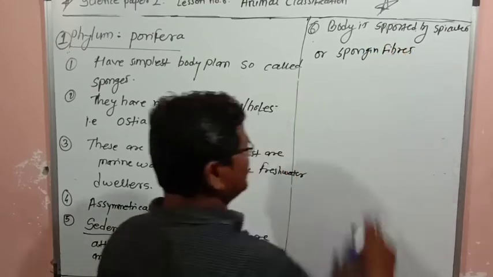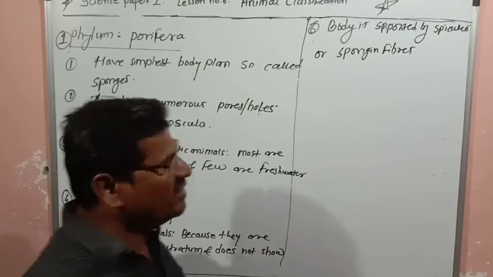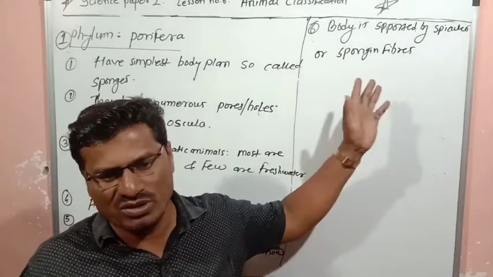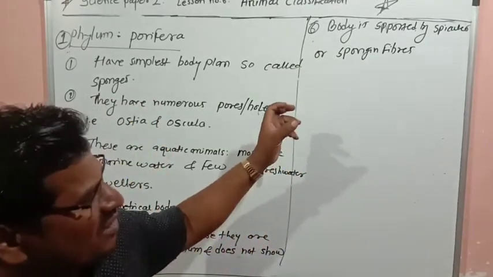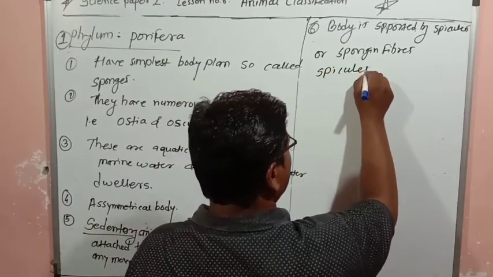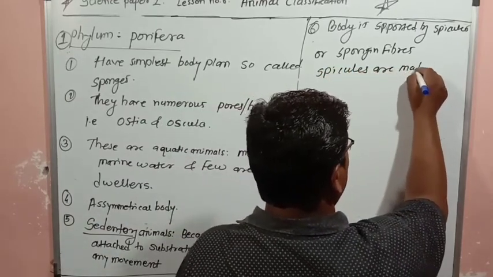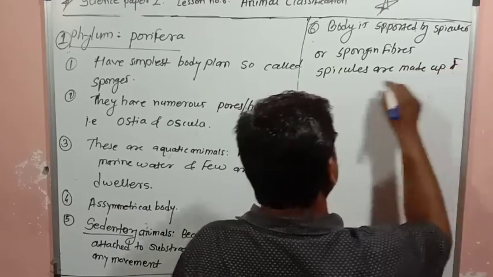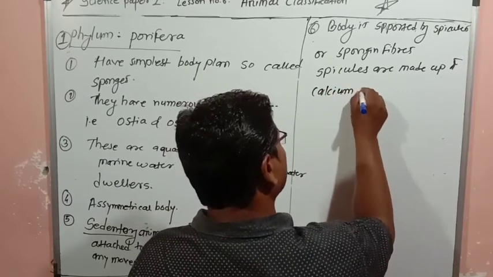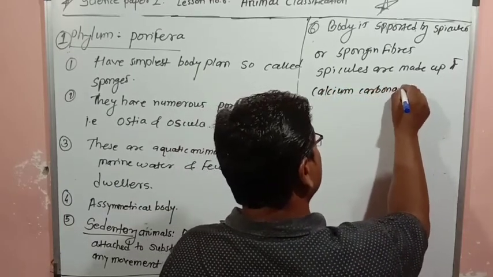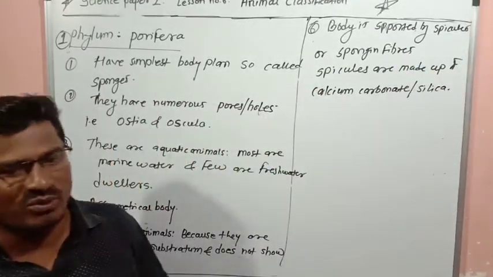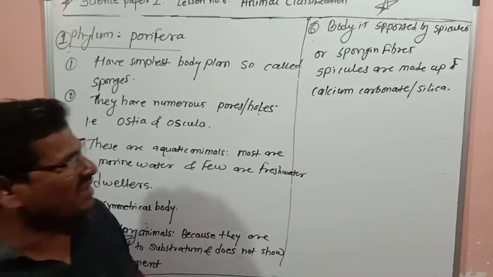Body is supported by spicules or spongin fibers, and these spicules are made up of calcium carbonate or silica.